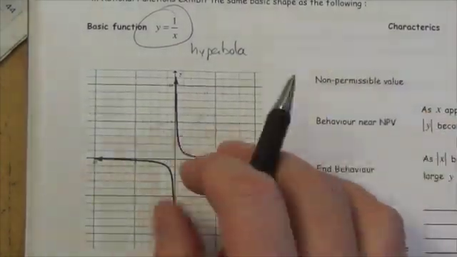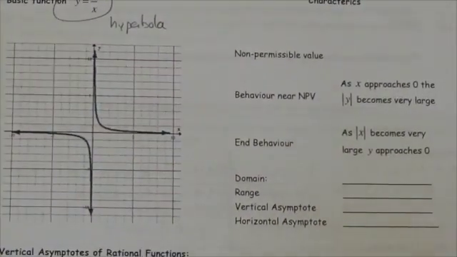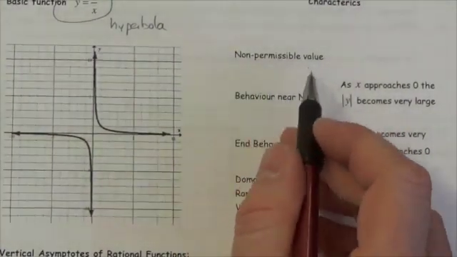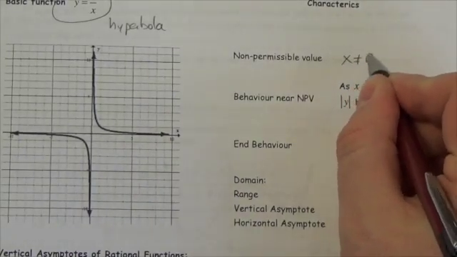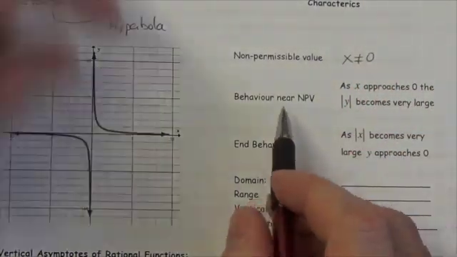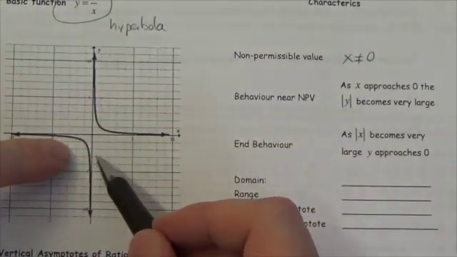Now we're going to take a look at the characteristics of it. Let me move this over a little bit. It's got a non-permissible value here, right? We cannot allow x to be equal to 0. So now, what happens near the non-permissible value?